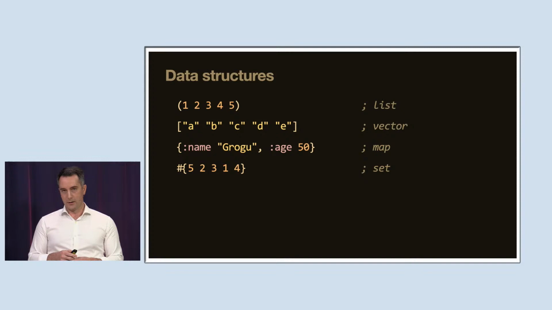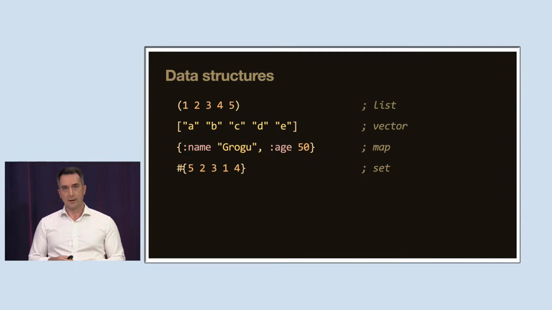So let's have a little look at how data as syntax looks. Here are the four core data structures that Clojure offers: lists, vectors, maps, and sets. As you can see, lists use parentheses, vectors use square brackets, maps use curly braces, and sets have a hash in front of the curly brace. You might also notice that there are no commas separating the elements.